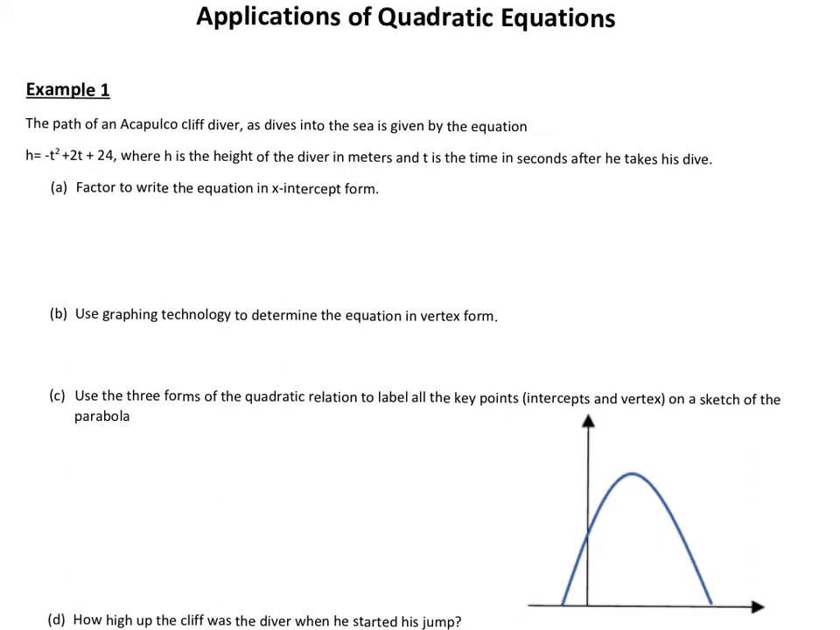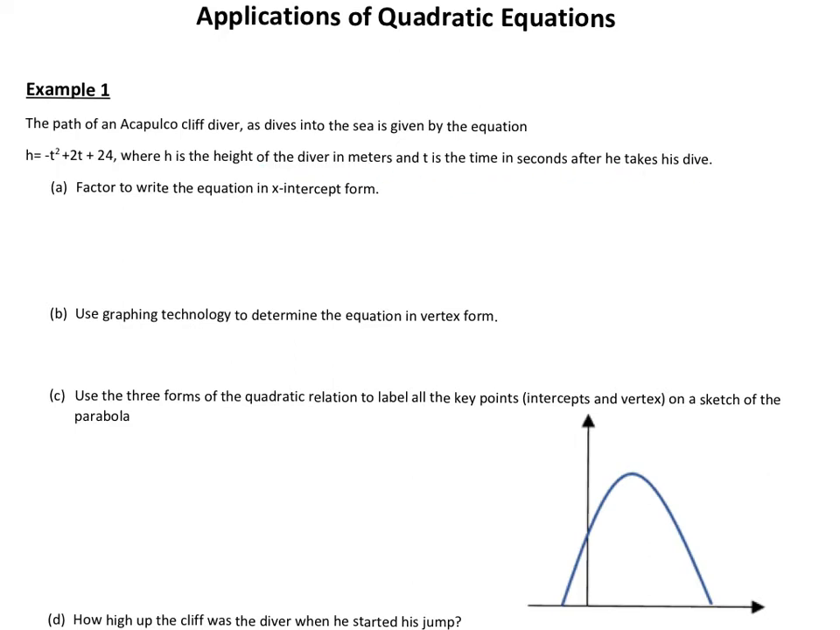This video is looking at applications of quadratic functions or quadratic equations. So here's our first example. The path of an Acapulco cliff diver as he dives into the sea is given by this equation: h equals negative t squared plus 2t plus 24, where h is the height of the diver in meters and t is the time in seconds after he dives.